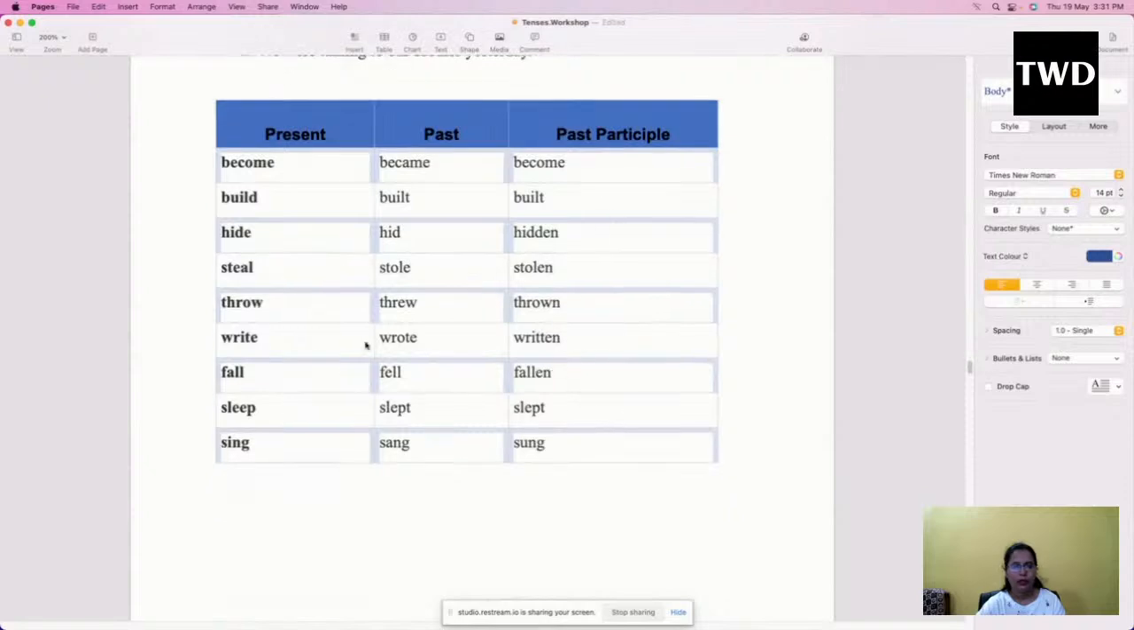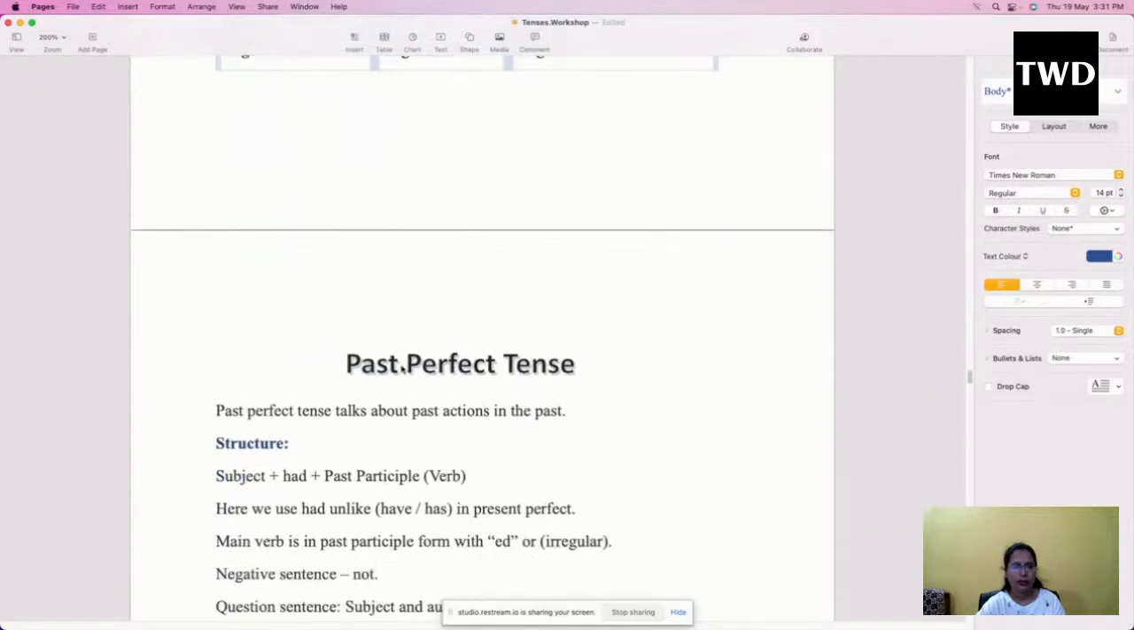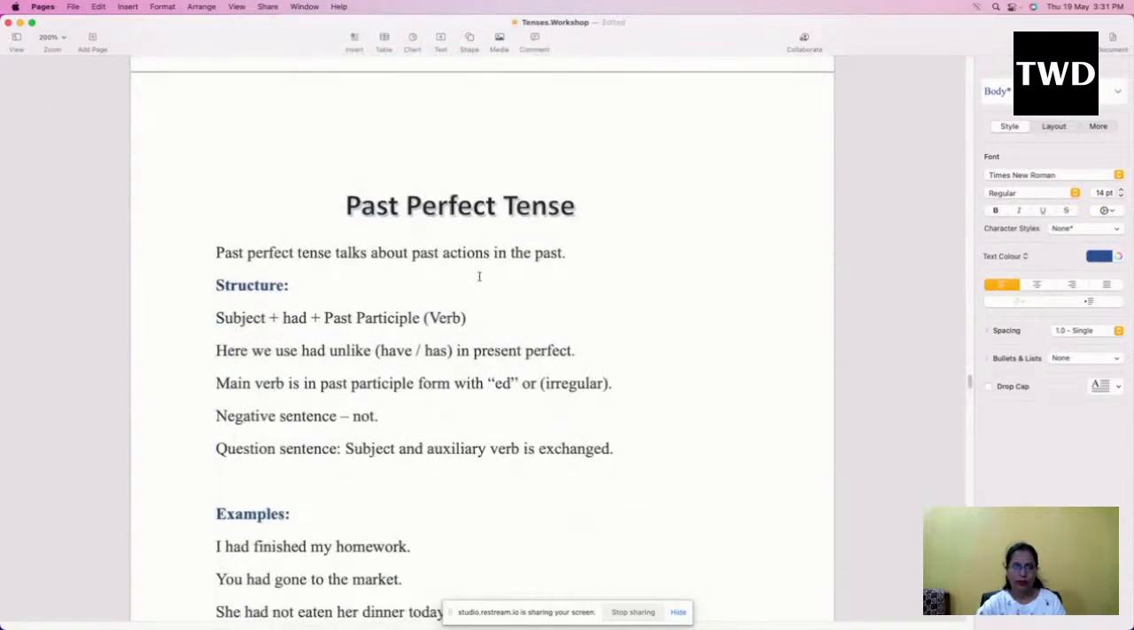Again, we have got this chart. We already have discussed about it. Now past perfect tense. Past perfect tense talks about past actions in the past, means the actions which already took place and were over in the past itself.